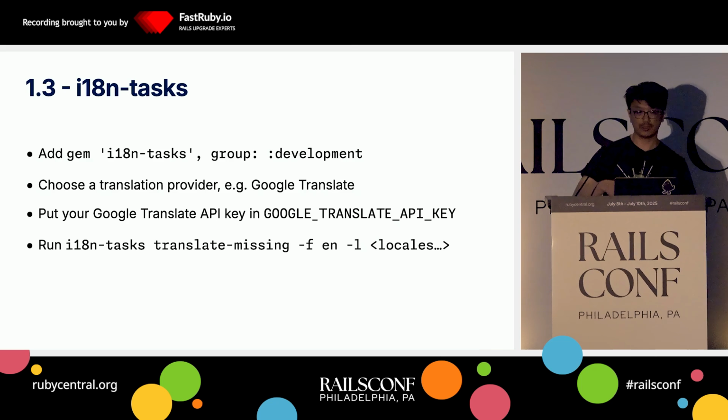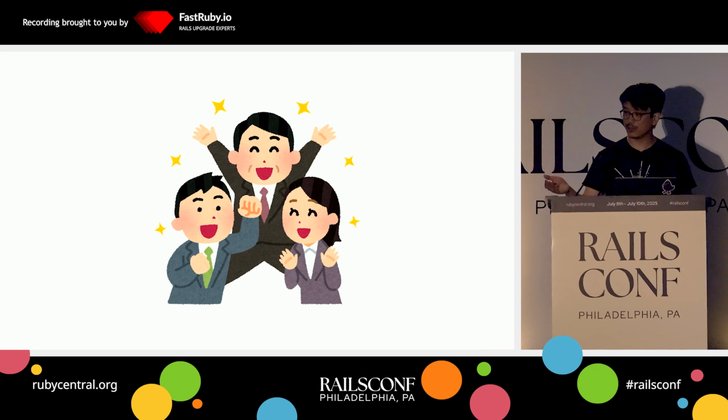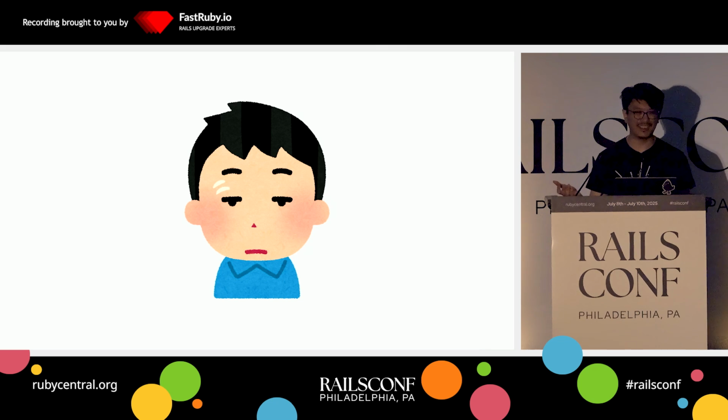This will take the source locale, so English in our example, and then our list of target locales, and translate them using Google Translate. And so once we've done that, if you look in your config locales directory, you'll see a bunch of new YAML files for each of your target languages with the machine translated text. And congrats, right? Your app is translated. You're all done. Well, no, unfortunately. Fortunately, you're not done.